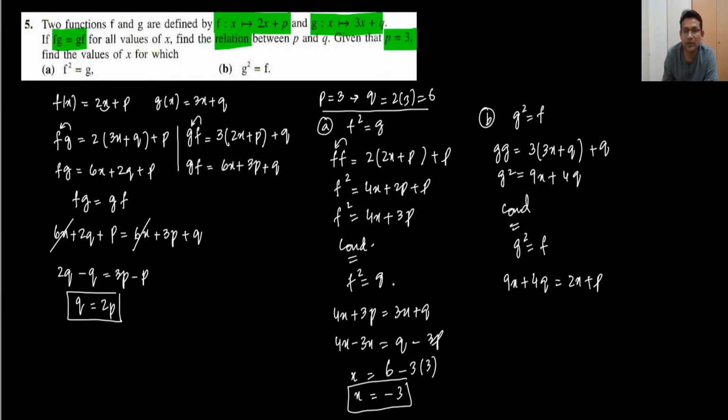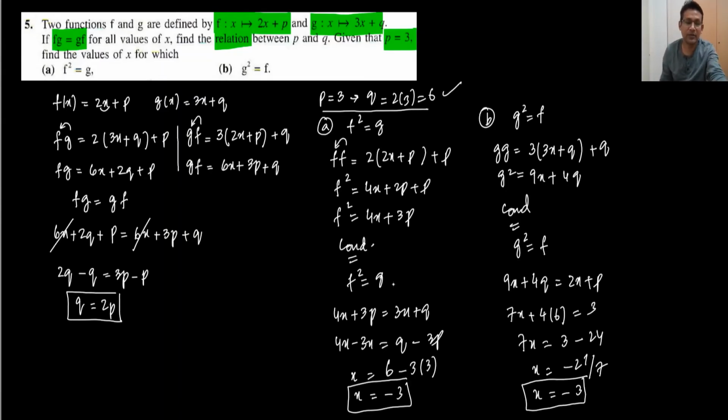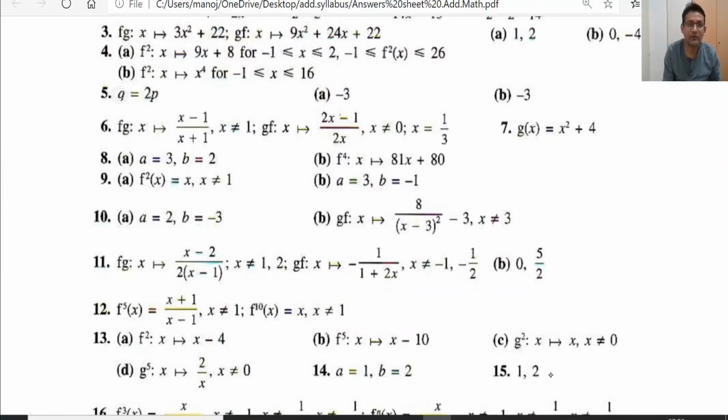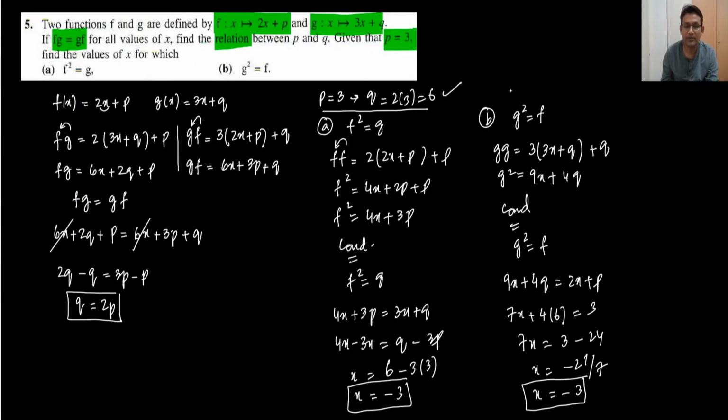So 9x minus 2x becomes 7x, and 4q, where q is 6, we have already found the value of q here, is equal to p, which is already 3. So now 7x is equal to 3 minus 24, which is minus 21. Minus 21 upon 7, so x equals minus 3. We are having both the values minus. Let me check the answer. You can see question number 5, q equals 2p, minus 3 and minus 3. We have done it right. There is no problem.